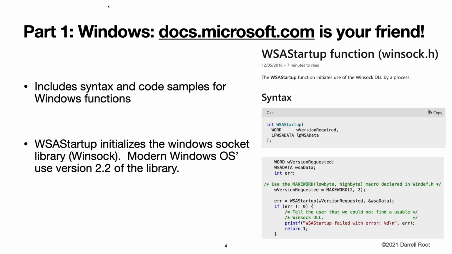For Windows, docs.microsoft.com is your friend. It includes syntax and code samples for Windows functions. Here's an example of the WSAStartup function, which we use and our book has us use, but does not explain really what it's for. So whenever you find a Windows function that you're not familiar with, I encourage you to look it up in docs.microsoft.com. Please make sure to check that out.